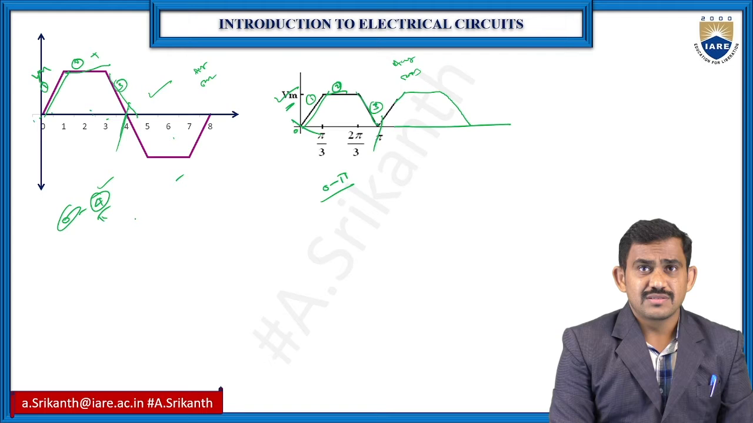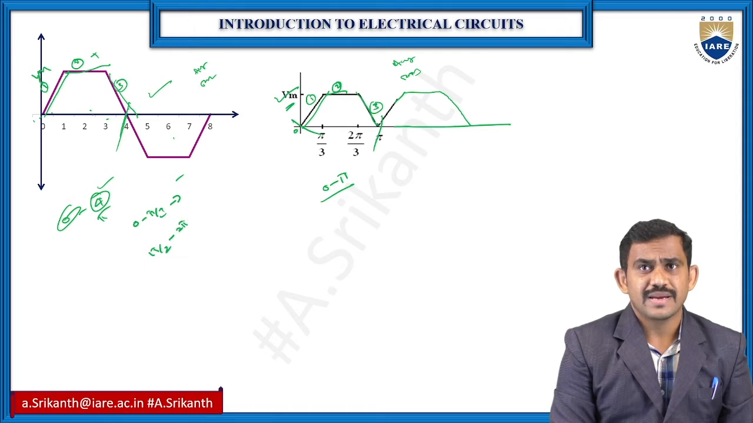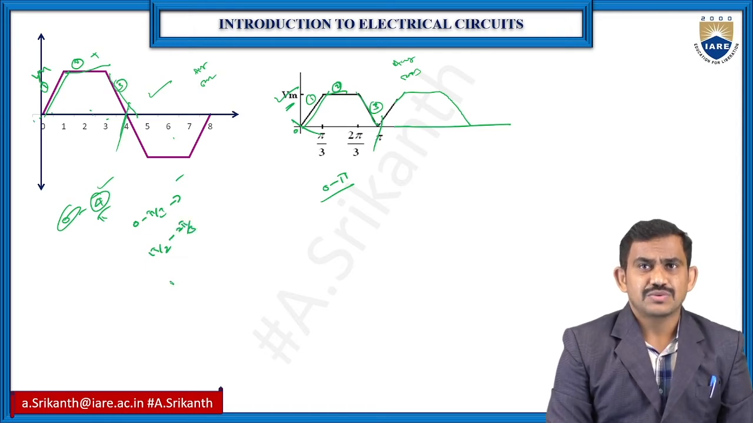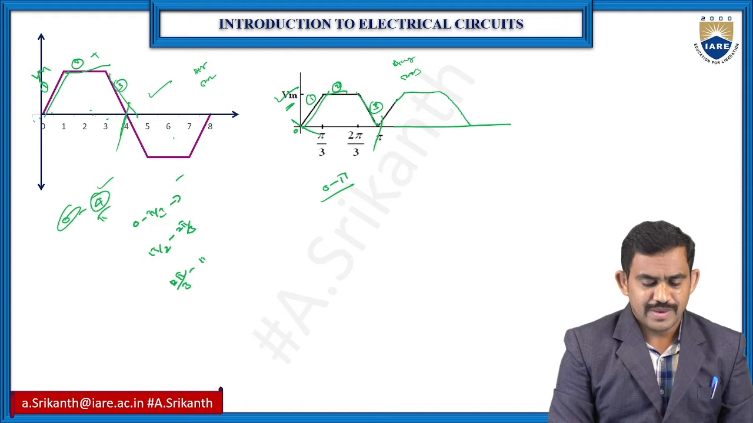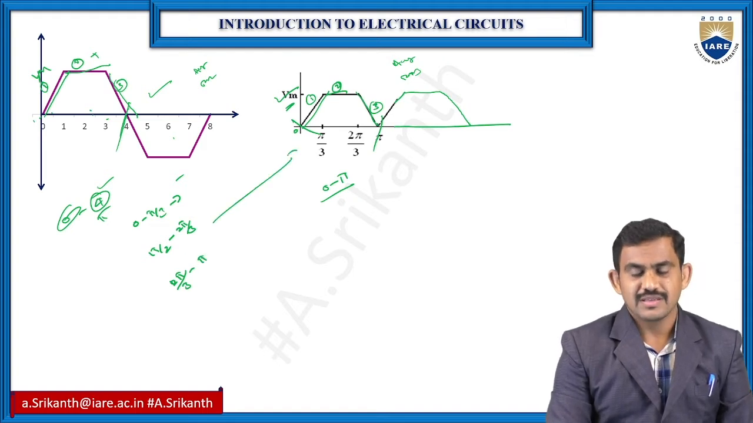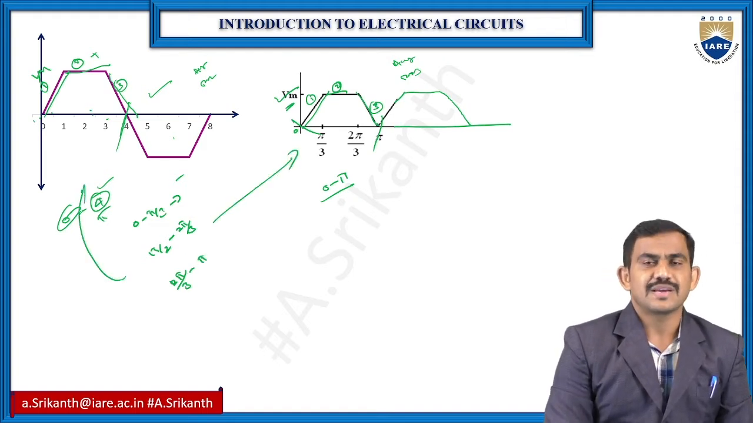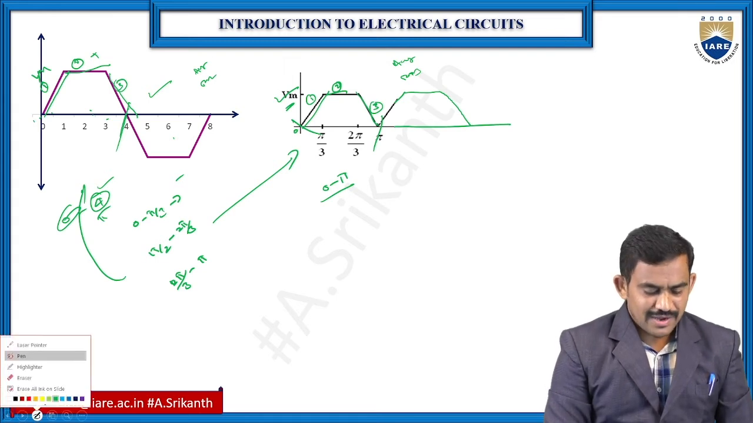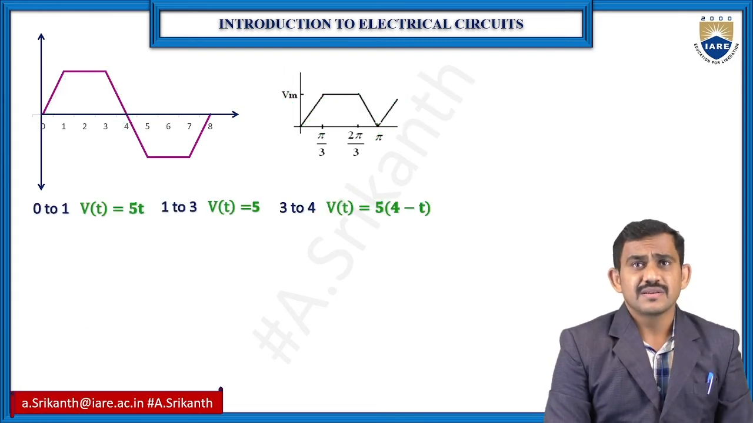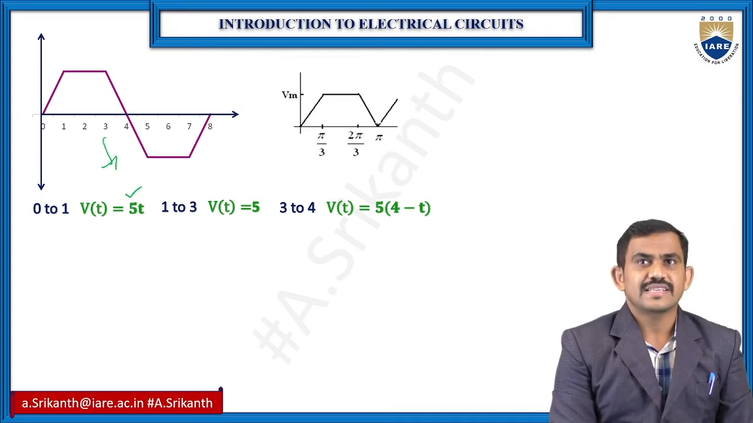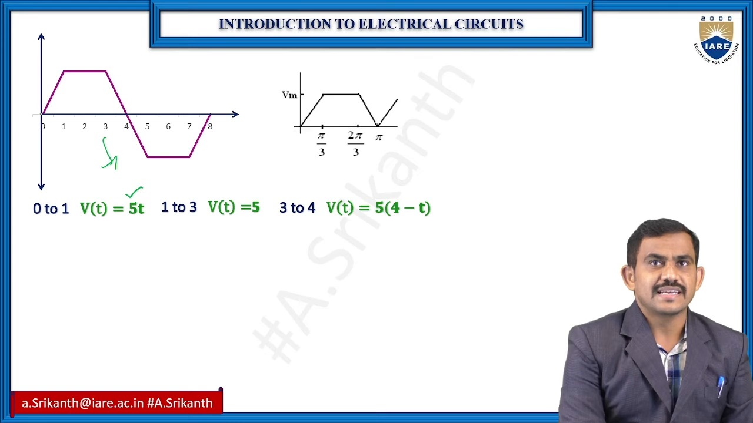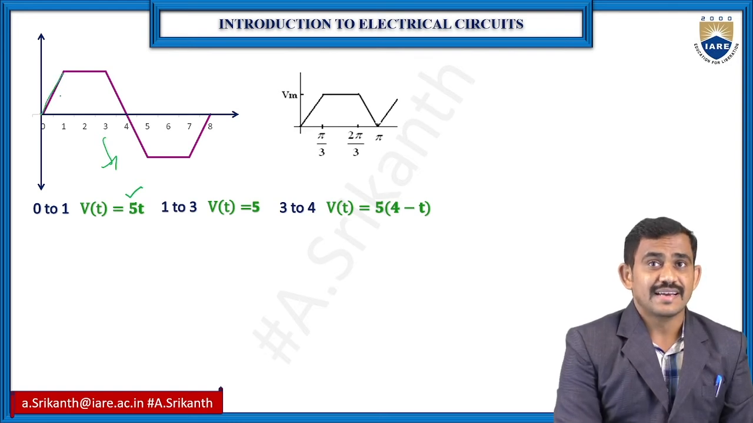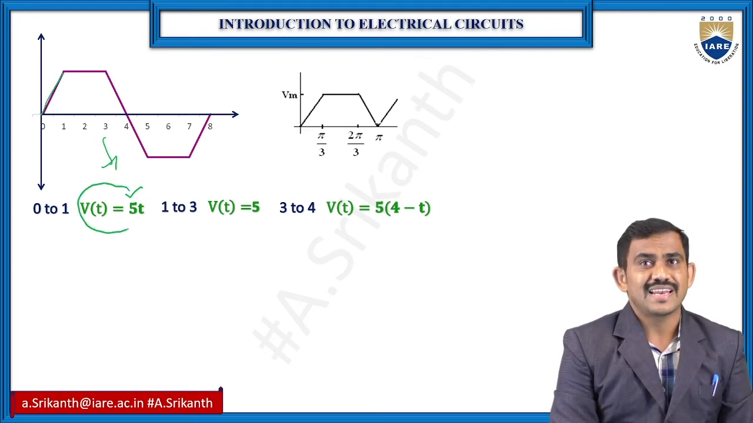So we have 0 to pi by 3 with an equation, pi by 3 to 2 pi by 3 with an equation, and 2 pi by 3 to pi with one equation for this wave. Same thing here, 3 time periods. Okay. So in general we have 3 time periods. For this waveform, we have pi t. It's increasing, so use the slope formula and get the f of t, like the v of t value.